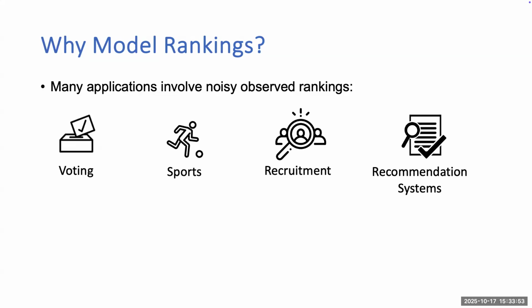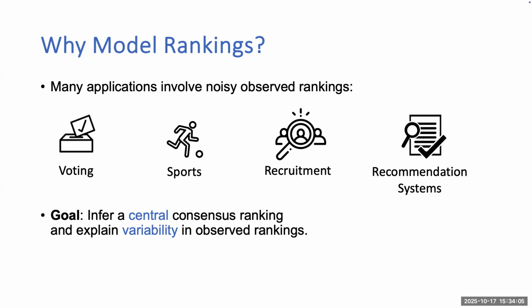And recommendation systems, when you go on Amazon, yes? So the criteria are also subjective when you don't know each other's criteria. You're just getting some samples, and then the question is how can we infer a central consensus ranking? And can we explain the variabilities among these observed rankings?